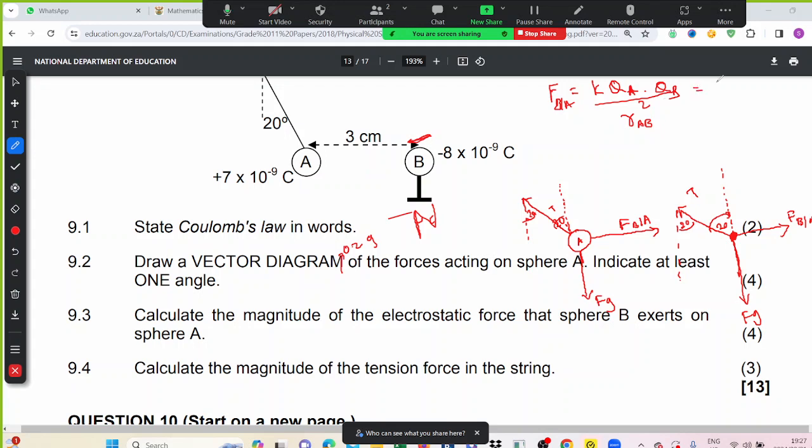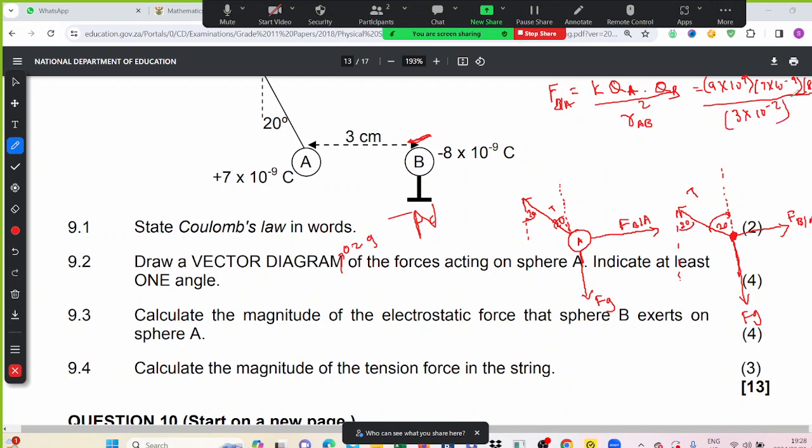Okay, and then we can plug in the values. We have 9 times 10 exponent 9, and then QA. And remember, I said you'll not include the signs. You'll always include the positive sign, and keep in mind that since we have unlike charges, we have the force of attraction. So here QA is 7 times 10 exponent negative 9, and then the last one is 8 times 10 exponent negative 9. Divide that by 3 times 10 exponent negative 2 squared, because you have to convert that.